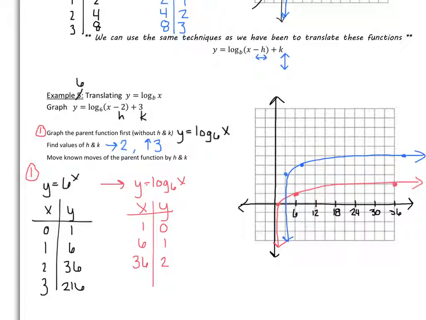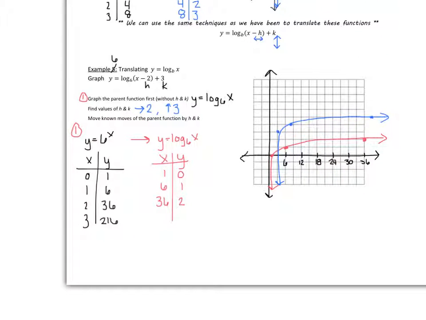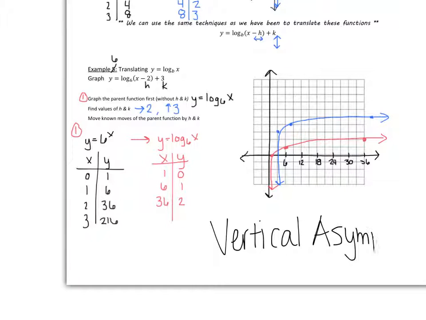Now these, I don't think you have to do this on your homework. Maybe so, I can't remember. These don't have horizontal asymptotes, these have vertical asymptotes. So VA is going to be x equals some number. So for the first one we graphed, our vertical asymptote is this line right here, x equals 0.